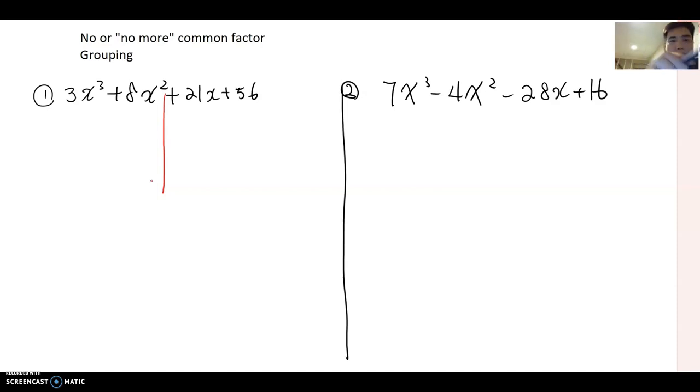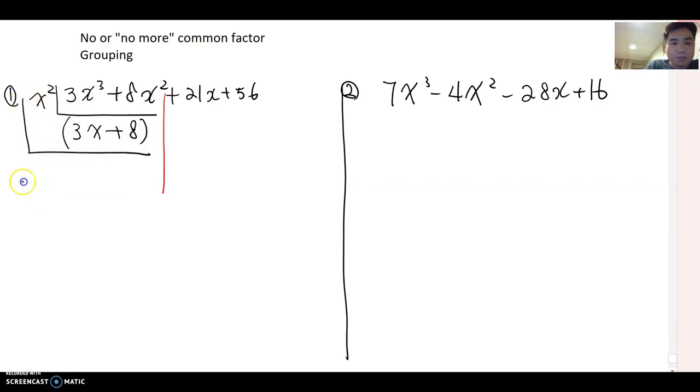Okay? So now what's the common factor between 3x cubed and 8x squared? Yes, it is x squared. So we factor by x squared. Then this comes out 3x plus 8. Is there any more common factor between 3x and 8? No. Then don't forget to cover them and make a multiplying symbol here. Then this becomes x squared times 3x plus 8.